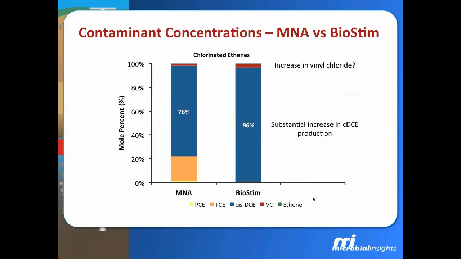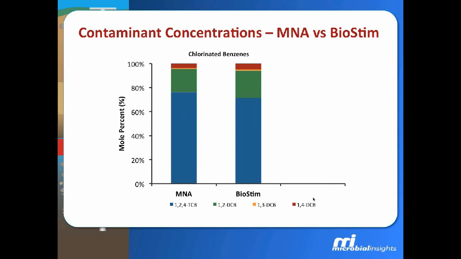So what do we see looking at the contaminant concentrations? We see that the biostimulation unit is almost all cis-DCE. So it certainly seems that electron donor addition enhanced reductive dechlorination of TCE. While certainly not conclusive, there also was an increase in vinyl chloride concentrations, even though it was a small one.